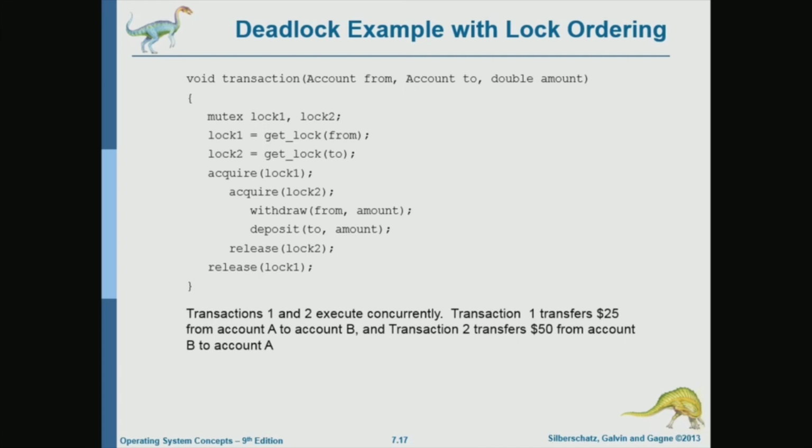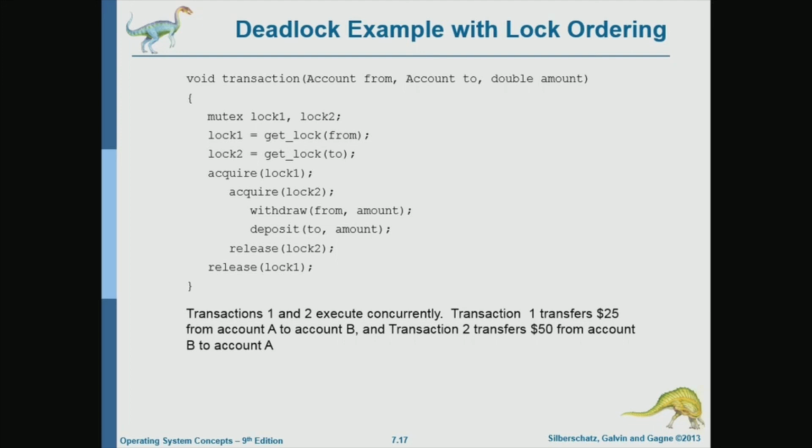This is an example of a transaction that transfers money from one account to another. So there is the from, the source account, and the to, the destination account. This is a process that transfers money from one account to another, so it needs to lock both accounts. Here it locks the from account before the to account. So it locks the from, then it locks the to, then it does a withdraw from the source and a deposit to the destination.